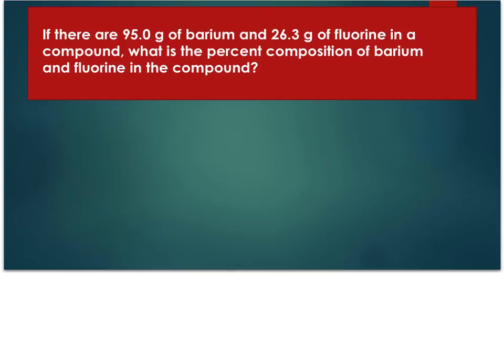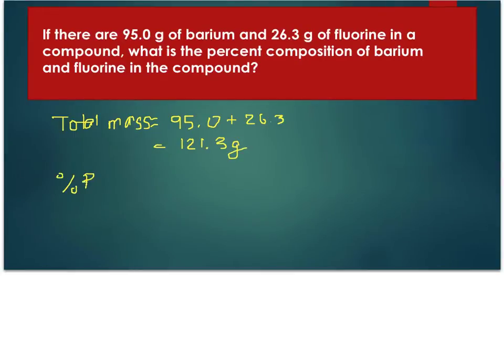Alright, in the first example, we're told there are 95.0 grams of barium and 26.3 grams of fluorine in a compound. What is the percent composition of barium and fluorine in the compound? So we're given the individual masses, but we're not given the whole mass or the total mass. So first we need to find the total mass. So our total mass will be the 95.0 grams of barium plus the 26.3 grams of fluorine. That gives us a total of 121.3 grams.